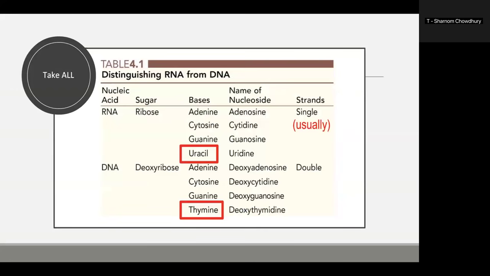So this is just a general table distinguishing RNA from DNA. As I mentioned before, RNA has ribose, which does contain an oxygen. It's ACGU, or AUCG if we're going by pairs, and it's usually single-stranded. DNA does not have an oxygen on the second carbon. It's ATCG, which are the pairs, and it's double-stranded.